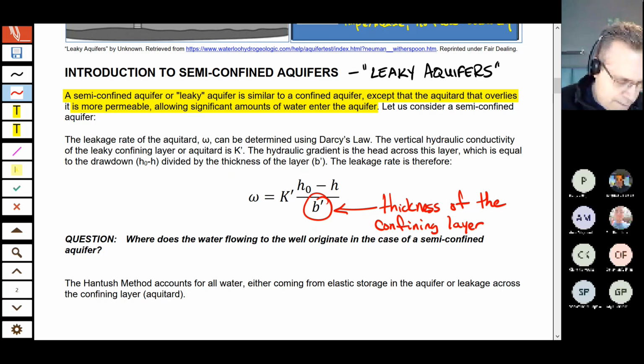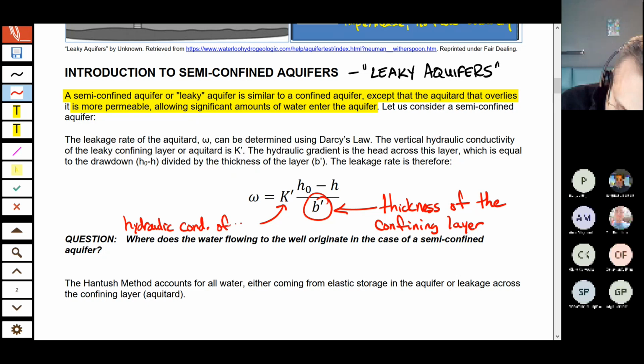Okay, we have our K, and you know K, of course, is hydraulic conductivity. So we have to know or determine the hydraulic conductivity of the confining layer. I'll just put CL for confining layer. Okay, and all that is going to be used, and we've seen our drawdown before. All that is going to be able to determine an overall leakage rate.